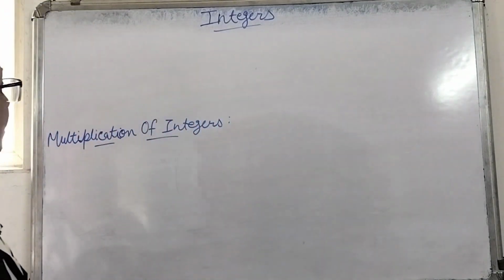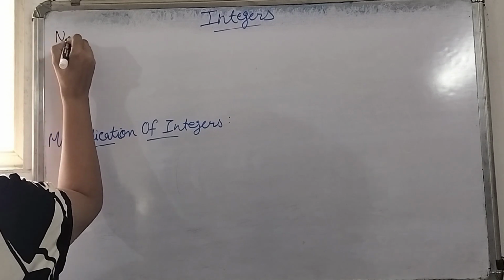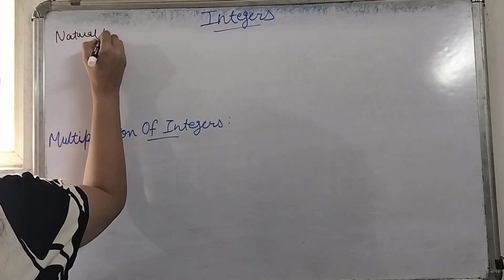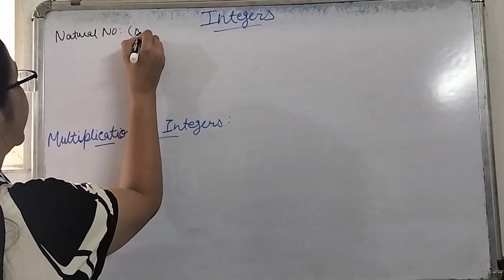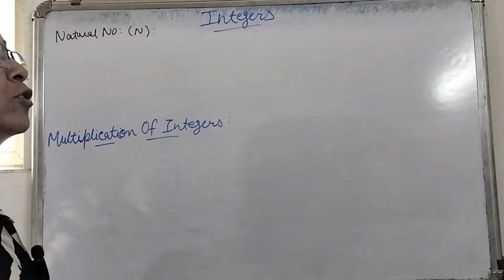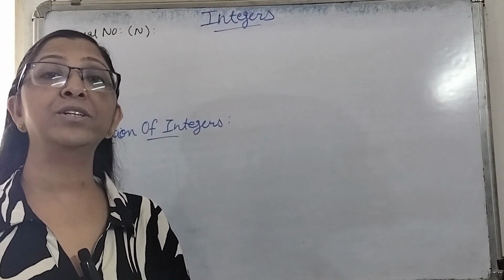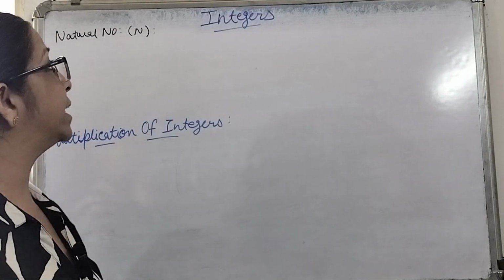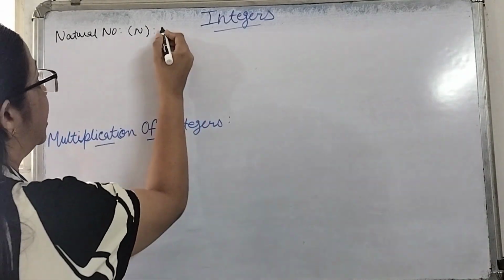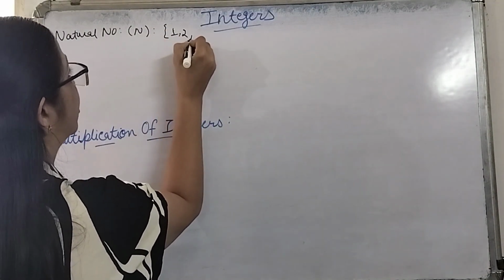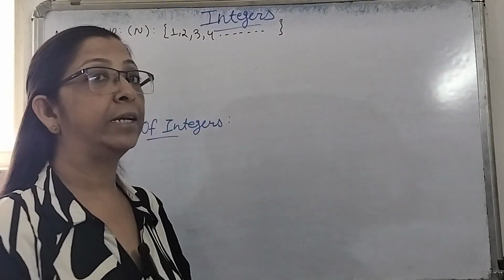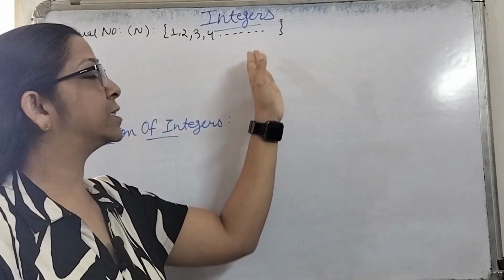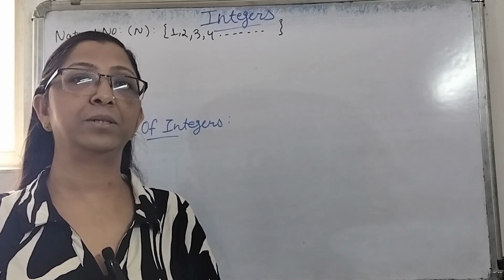So first of all, let's understand what is a natural number. We have already learned about natural numbers. Natural numbers are denoted by capital N. And when we are taking the group of all the counting numbers which are starting from 1, we are getting a set of natural numbers. Like if we take 1, 2, 3, 4, up to the number whichsoever comes in our mind, the set of all these numbers is your natural numbers.